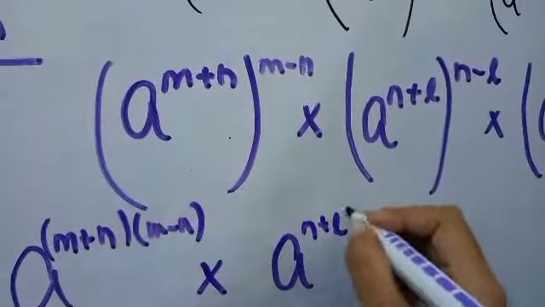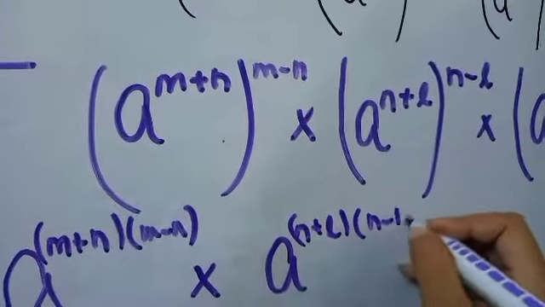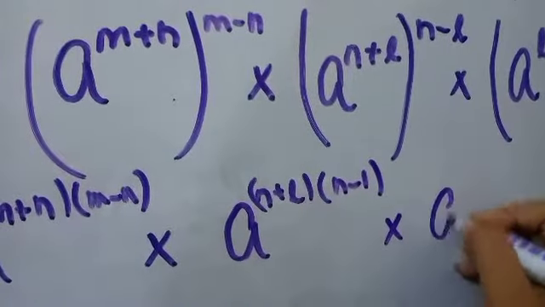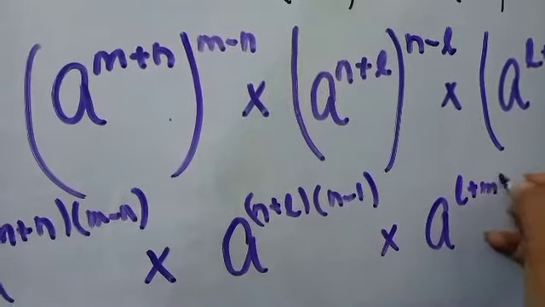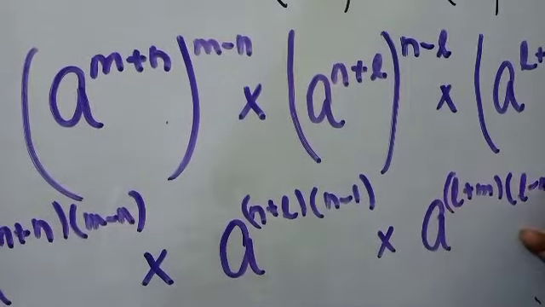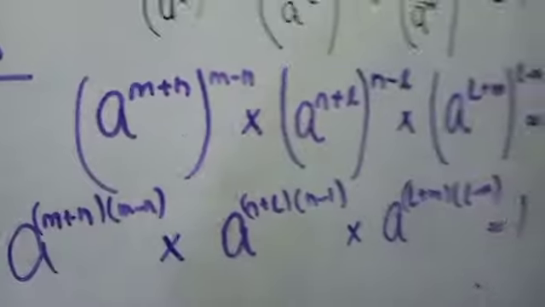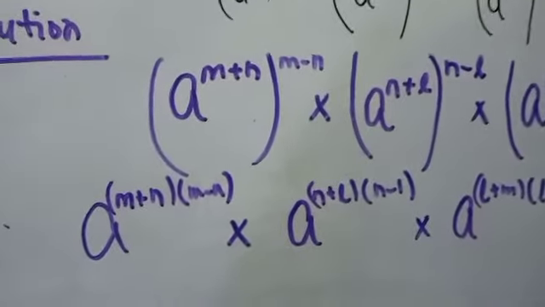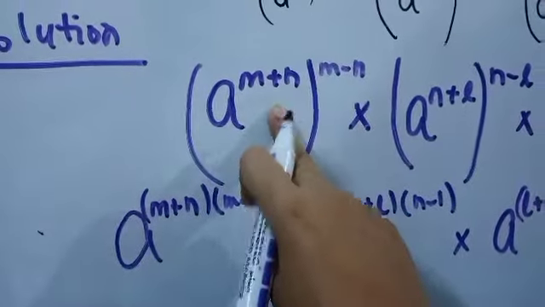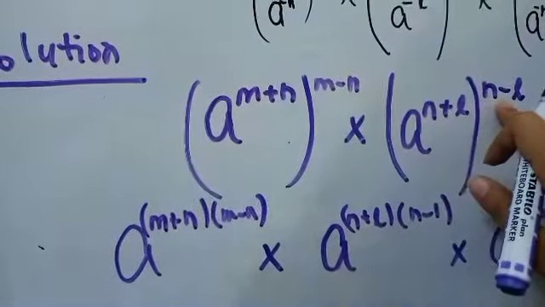n plus l bracket n minus l, multiplied by a l plus m bracket l minus m is equal to 1. Very simple. I did not do anything. I just applied the power law. This power is multiplied by this power. This power is multiplied by this power.